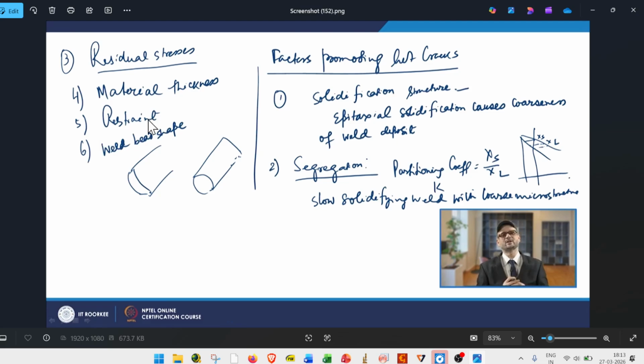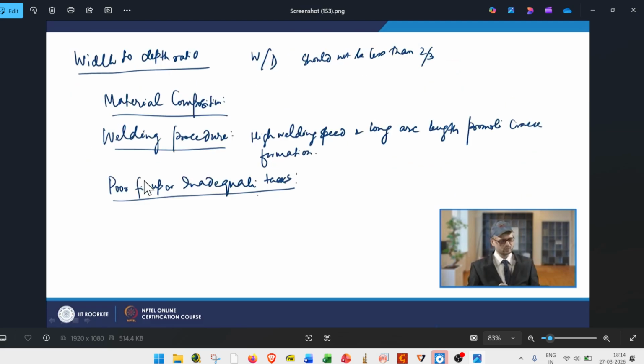Due to restraints, the kind of cracks we see are mostly transverse cracks. And weld bead shape: what kind of weld bead shape we are using, concave or convex. If we use concave, the crack propagation is much higher compared to convex. These are the factors which affect the cracks which are forming. Ideally, to avoid cracks we should have a width to depth ratio of more than 2 by 3 percent, so that crack propagation can be avoided.